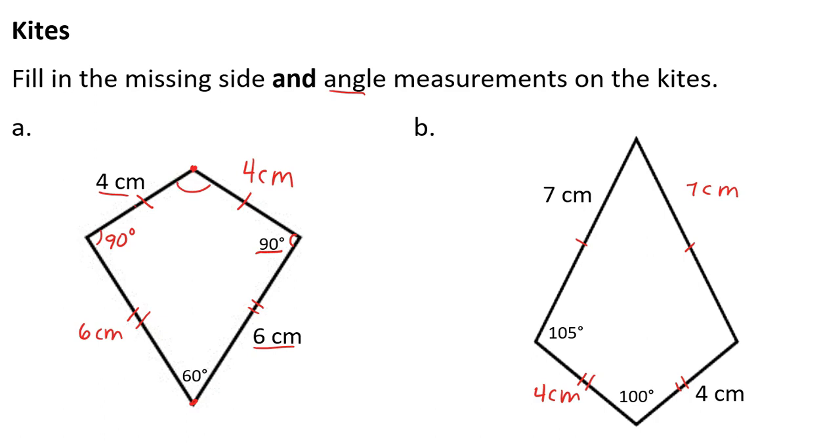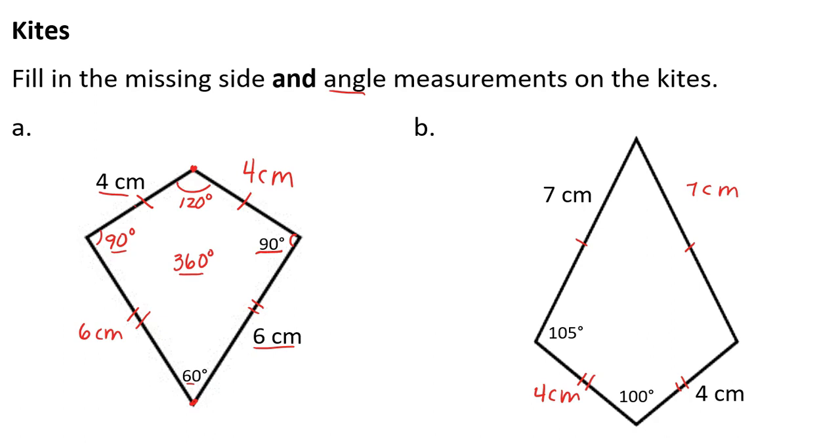Well, we discovered that when you have a quadrilateral, the 4 angles need to add up to 360 degrees. So right now I have 90 plus 90, which is 180. To that, I can add 60, which is 240. And that means I need 120 degrees to give me a sum of 360 degrees.